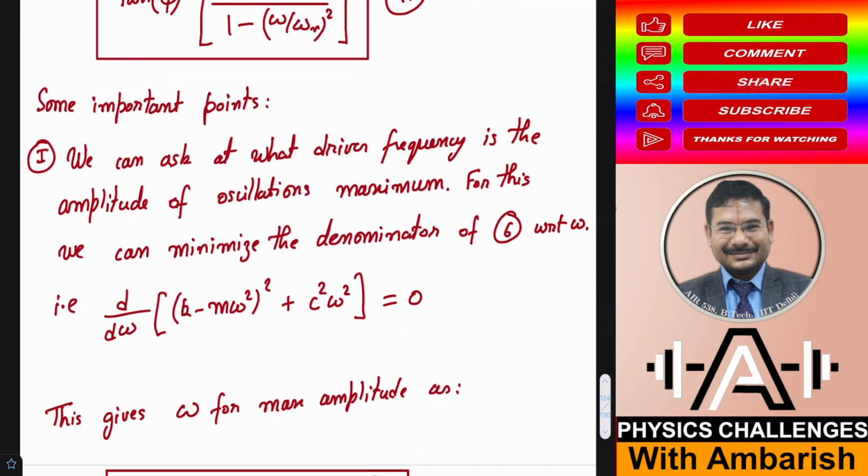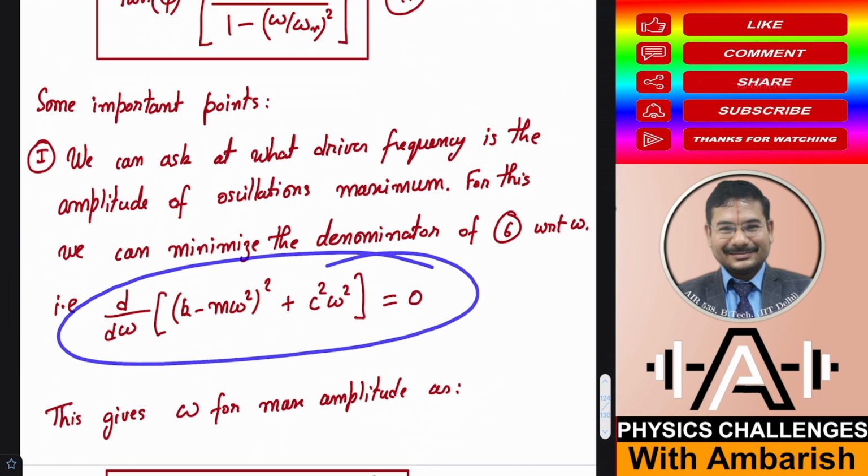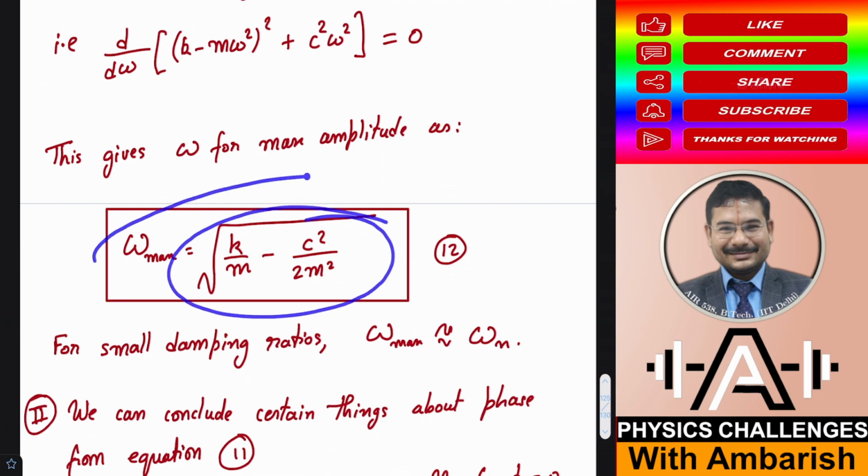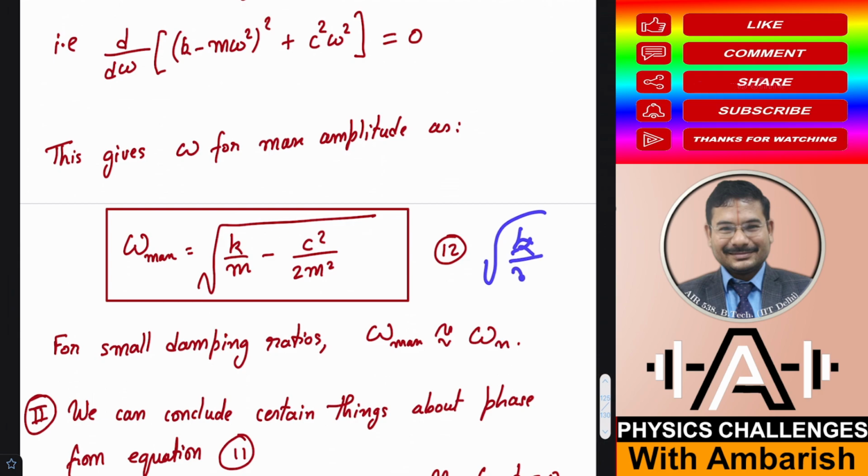So we can minimize the denominator of equation 6 with respect to omega, that is d by d omega of (k minus m omega square) whole square plus c square omega square equal to 0. And if you do a little algebra and solve for omega, you get omega max equal to under root of k by m minus c square by 2m square. Now this is important. See, if the damping is very, very small, then omega max is simply root k by m. But if the damping is significantly large, then you cannot ignore this term. C square by 2m square must be considered.